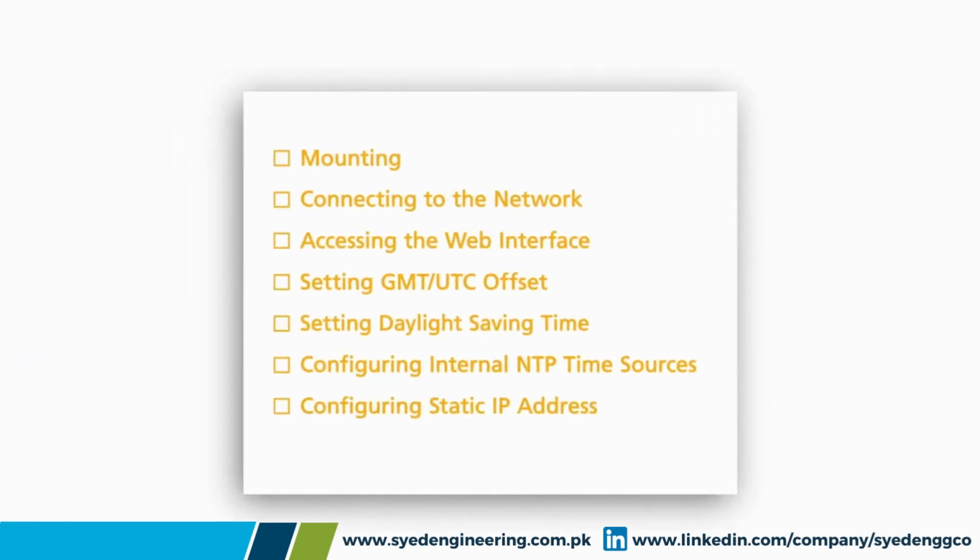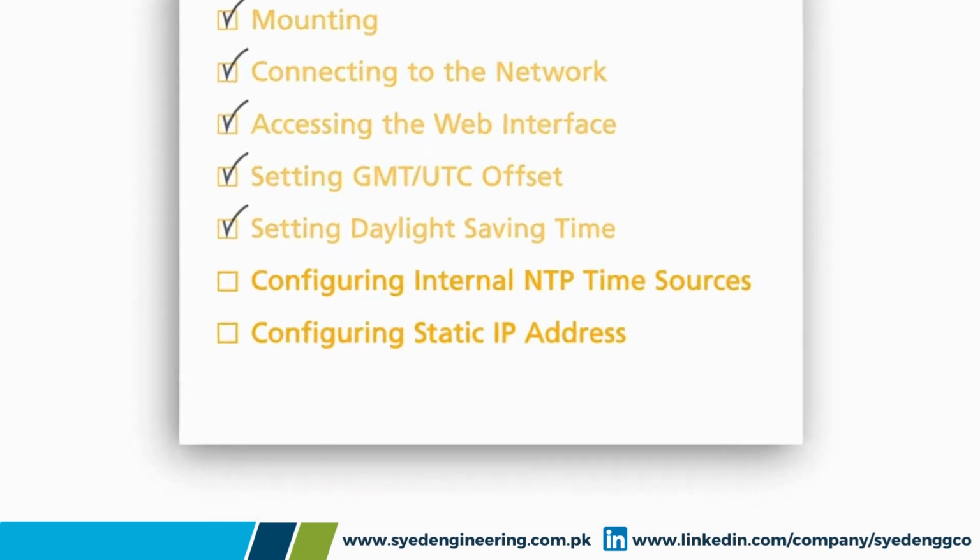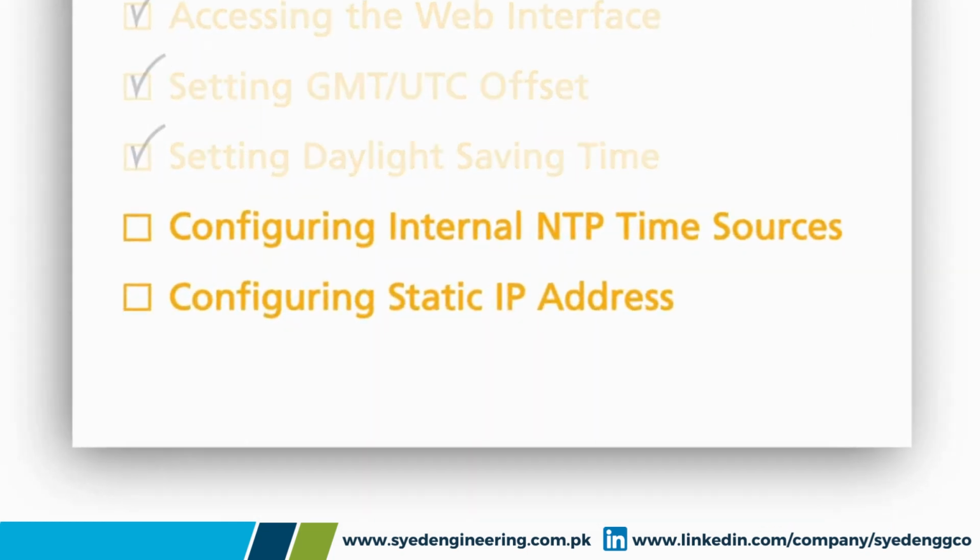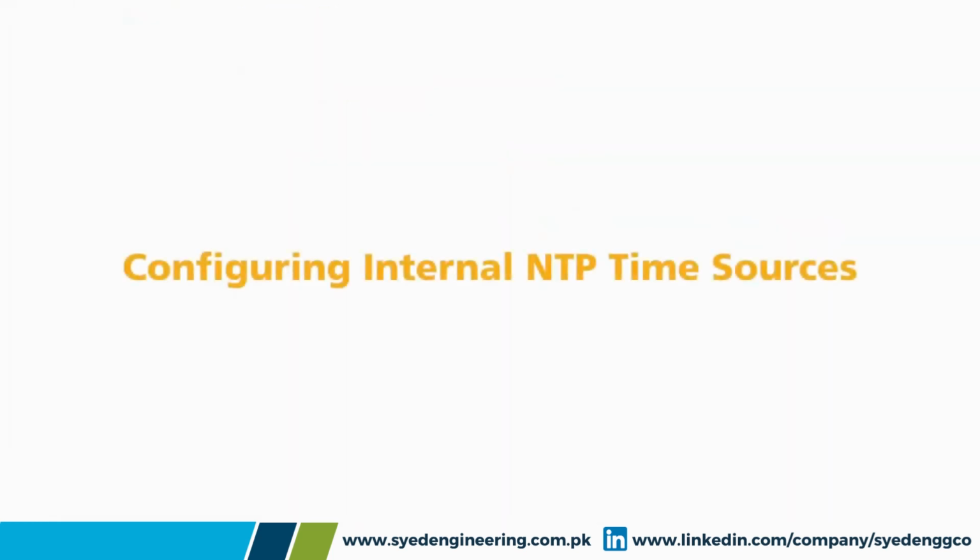This completes the standard mandatory settings that must be set in all Sapling Master Clocks. Depending on your application, you may need to configure additional settings. Two common additional settings are configuring an internal NTP time source and setting your master clock to a static IP address. Configuring internal NTP time sources.